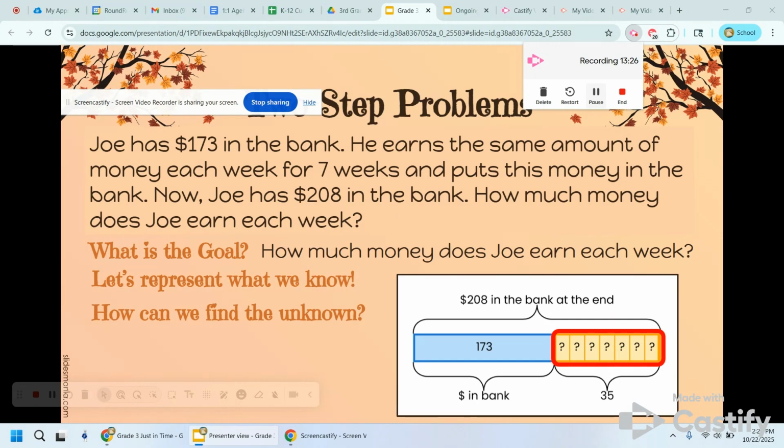How can we find the unknown? So I'm focused on just this part. I see a total of 35. And I see that it's being split into 7 equal groups. That's 35 divided by 7, which is 5. He earns $5 each week.